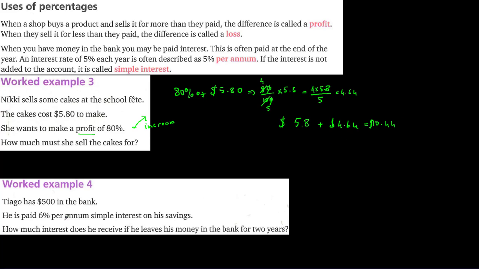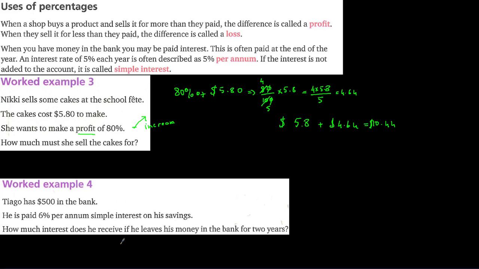Okay, let's find the second question on this page. Tiago has $500 in the bank. He's paid 6% per annum simple interest. So this interest is not going to be added to the account. That's important. If the interest is not added to the account, it is called simple interest. The question asks about 2 years, what is the money he is going to receive when he leaves his money in the bank. So we are going to find 6% for 2 years.